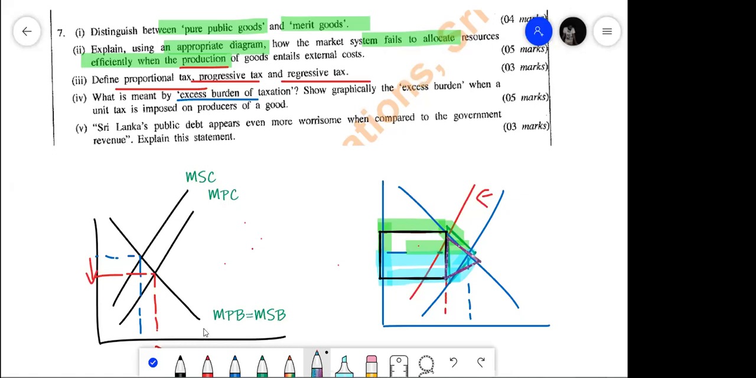So if you look at this, they'll give you around 2 marks for a diagram itself, right? To have a proper diagram and, you know, explain everything. So step by step, you write, guys.